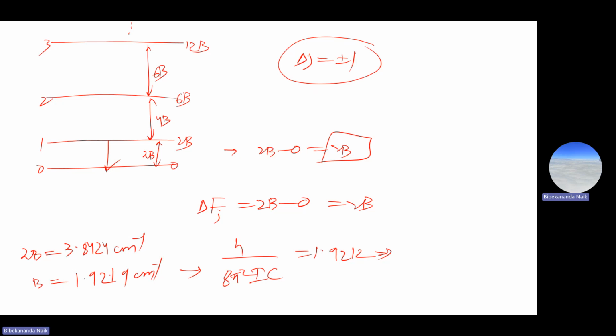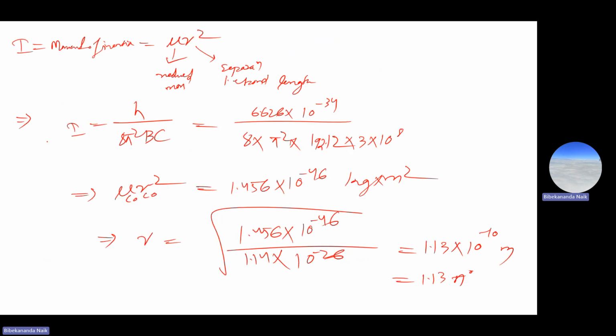So from this B can be calculated, and if you put the value of B here, the moment of inertia value will be calculated. From this moment of inertia, if you divide by the reduced mass and take the root of it, it will give you the bond length, and in this question the bond length was found to be 1.13 Angstrom. I hope this is clear to you.